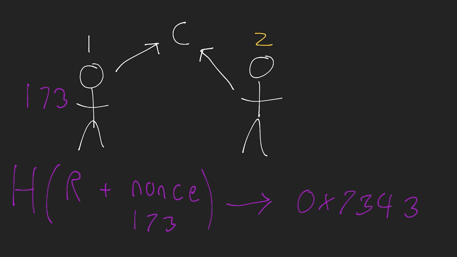Now that that's stored on the blockchain, they've effectively committed that this is their choice, rock. However, they have not revealed that choice to player two, because all player two is going to see is this hash. So now what will happen is player two will do the exact same thing.